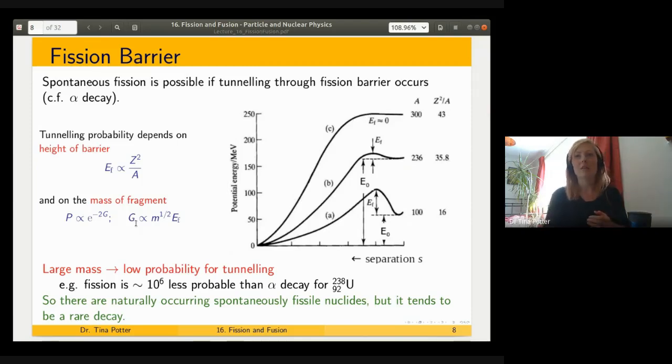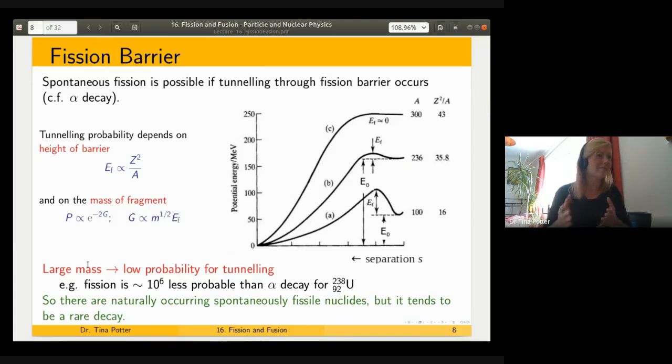So for the probability for tunneling, if you just consider fission as a bit like alpha decay, right? You've got two nuclei forming inside of a main nucleus, and they're going to separate, or one's going to escape. It's just like alpha decay. So if we have symmetric fission and we have a large mass that is escaping, the probability for tunneling through that fission barrier is going to be low. Whereas if we have quite a light fragment, the tunneling probability is going to be quite high. So large masses mean a low probability for tunneling.